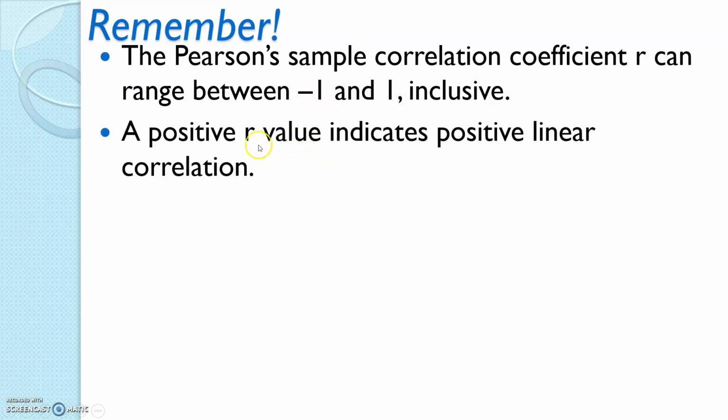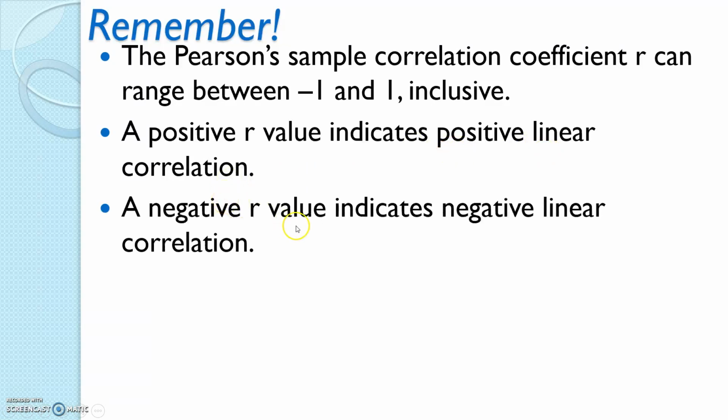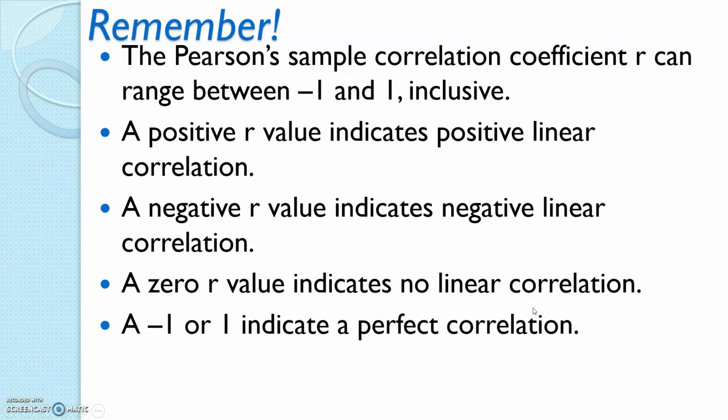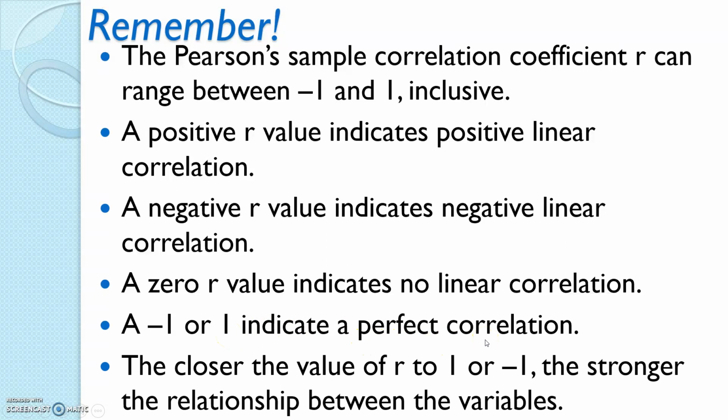Also, a positive r value indicates positive linear correlation. A negative r value indicates negative linear correlation. A zero r value indicates that there is no linear correlation. And a -1 or a +1 indicates a perfect correlation. Also, the closer the value of r to 1 or -1, the stronger the relationship between the variables. So let's first discuss the positive and the negative correlation.